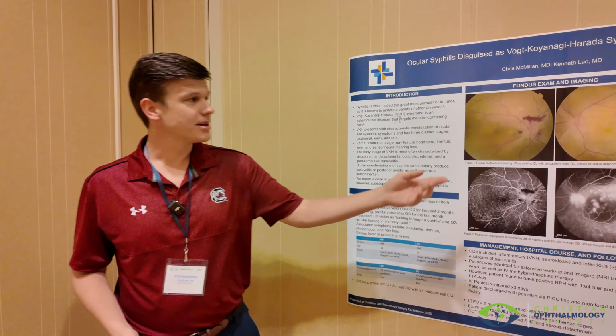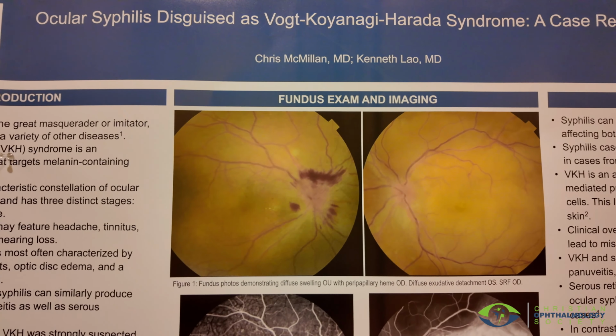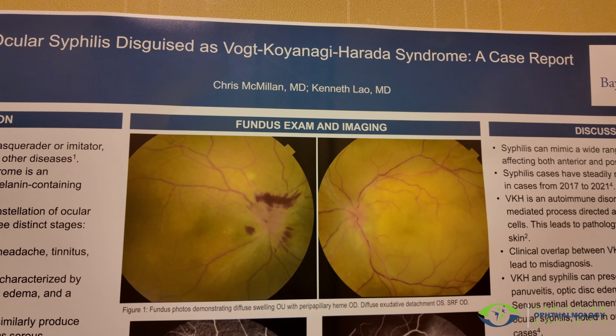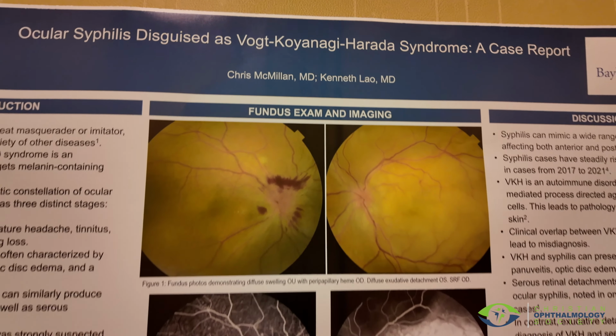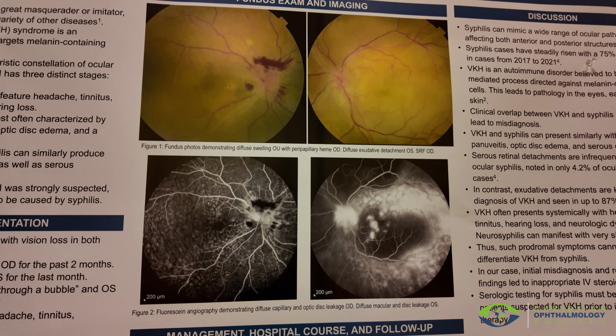As you can see in the pictures here, there are diffuse optic disc hemorrhages in the right eye. In the left eye, there's a massive exudative detachment. We got an FA, which confirmed as much. You can see that there's disc leakage, and then there's diffuse macular leakage in that left eye as well.